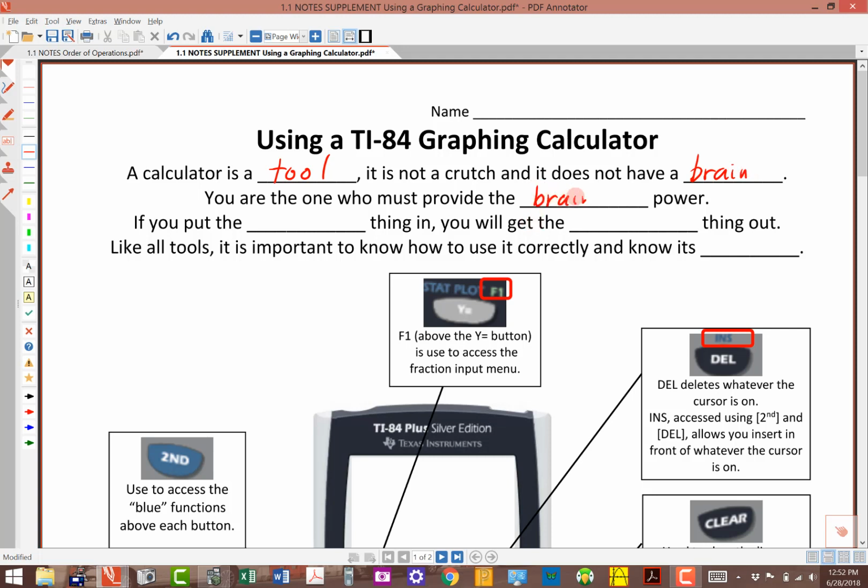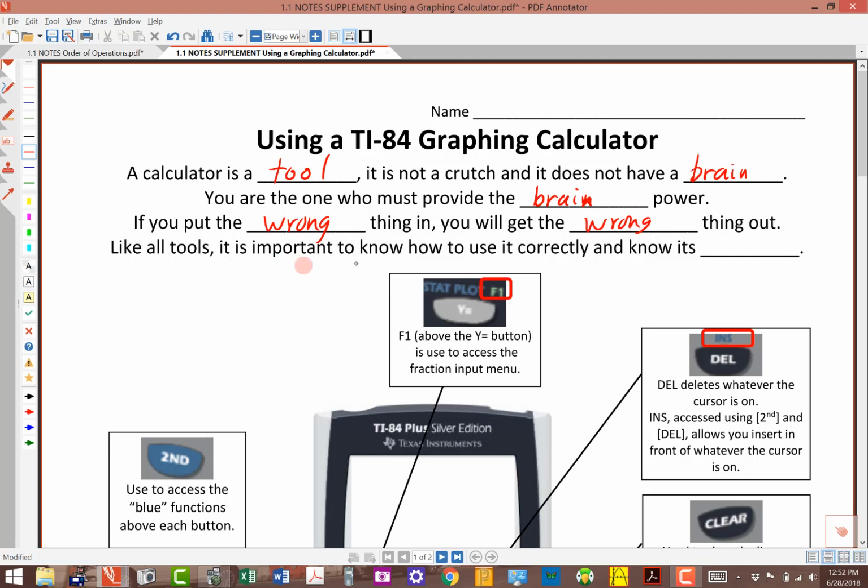The reason for that is if you type the wrong thing in, you're going to get the wrong thing out. I don't want to hear anybody come up and say, well, this is what my calculator gave me. If you put the wrong thing in, it's going to give you the wrong answer. So please make sure you're putting it in the right way. Don't just rely on it every single time.